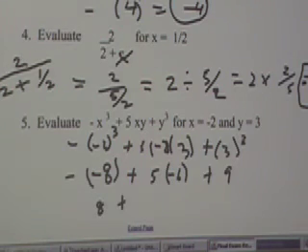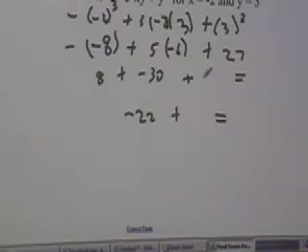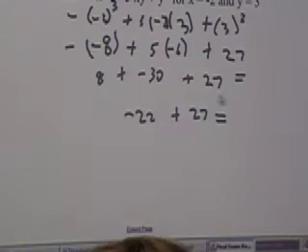And positive 8 plus negative 30, because 5 times negative 6 is negative 30. All right, good stuff. That was there to test you to see if you're awake. 8 plus negative 30 is negative 22 plus 27 is 5, and we're done.